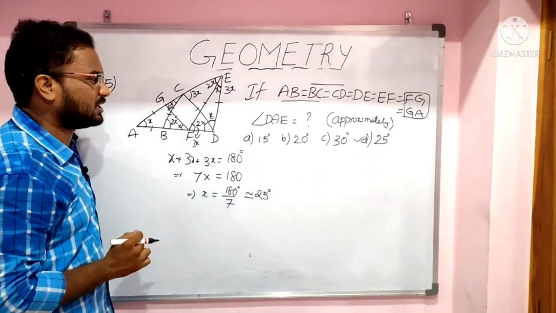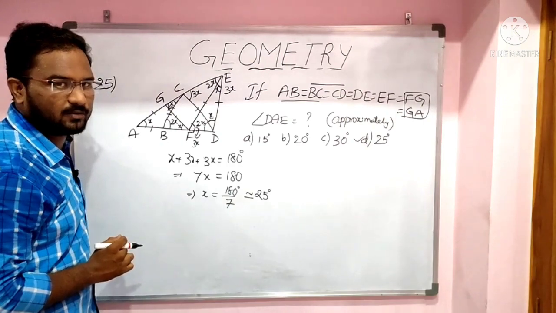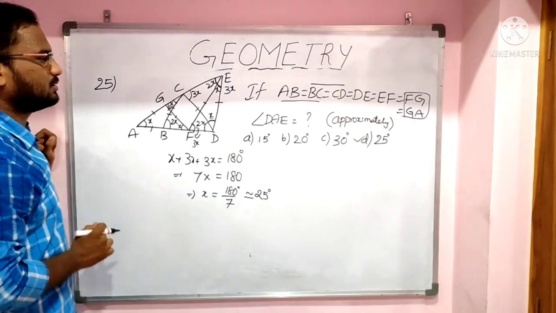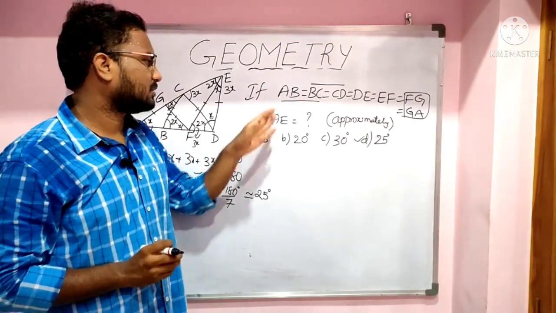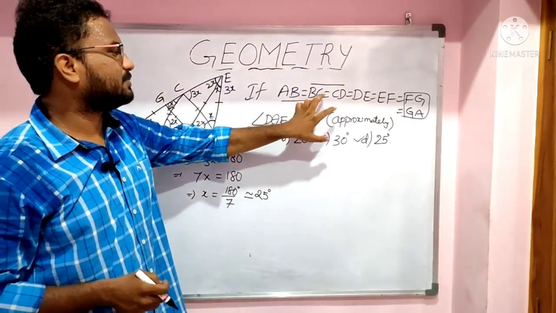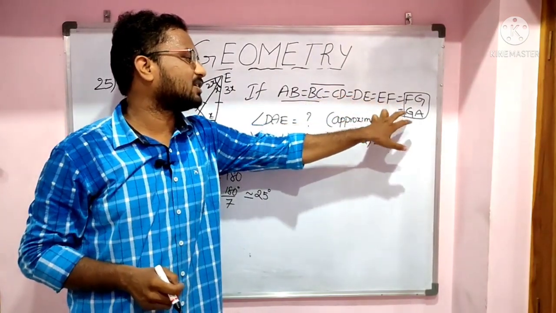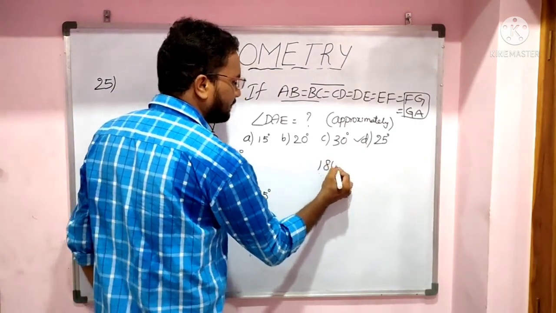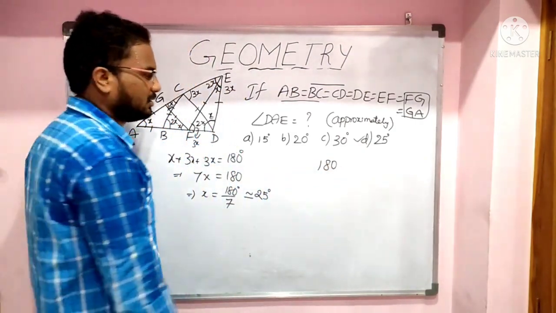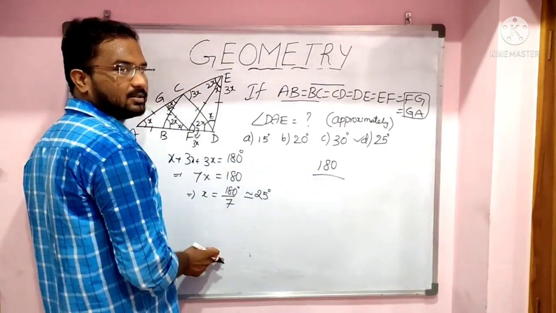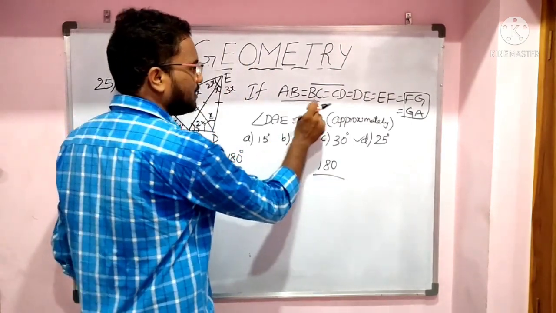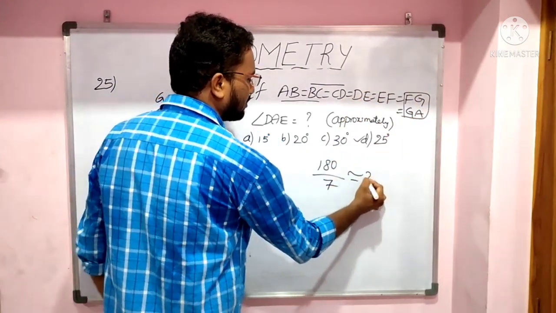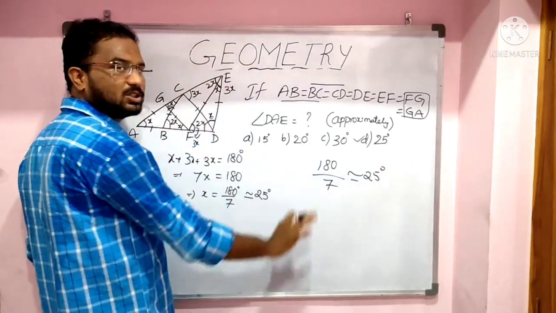Okay, this is the general way of doing this problem. If you want to make it fast, there is a shortcut. Here in this triangle he is given AB equal to BC equal to CD equal to DE equal to EF equal to FG equal to GA. Sum of all interior angles in a triangle is 180, so 180 by total number of equal sides, 1 2 3 4 5 6 7, 180 by 7. So answer approximately 25 degrees. This is the shortcut method.